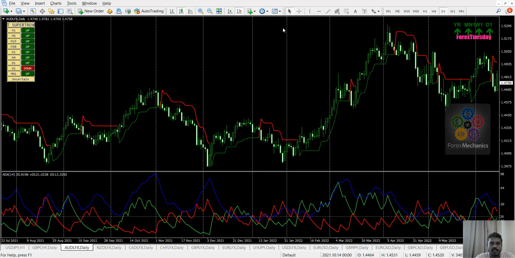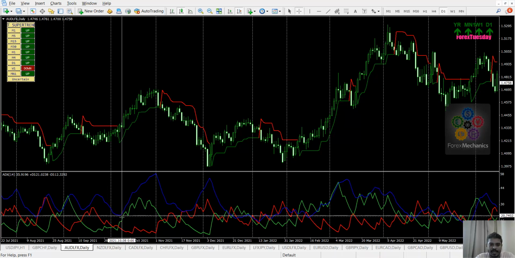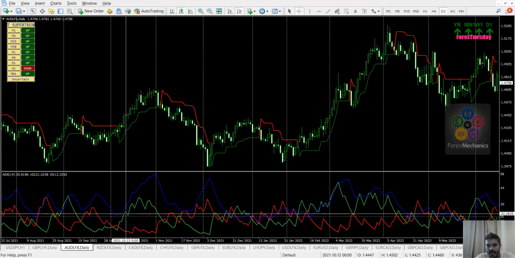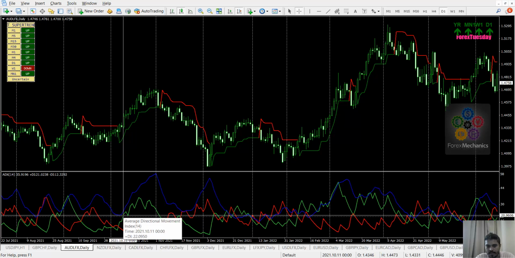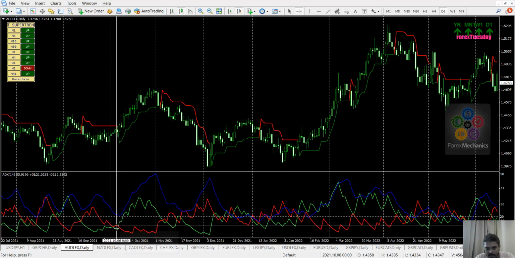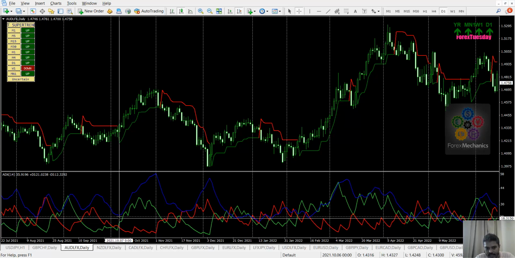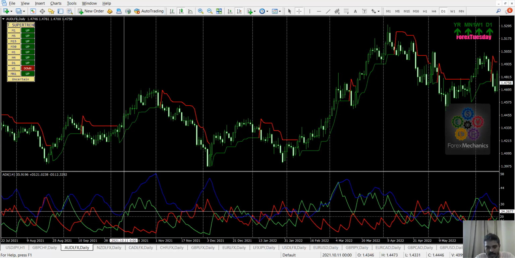But what I would do is I would use the green line as a trigger line. Every time the green line crosses the 20, in this case, you can see that the intersection happened here. This is where the intersection happened. You can see that the green and the red line crossed each other.